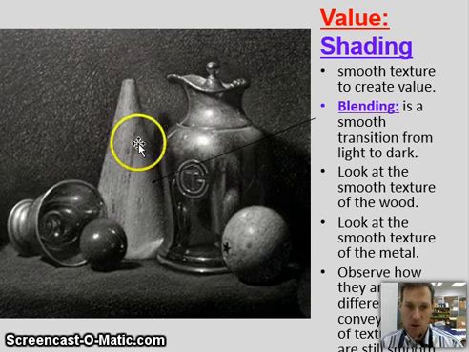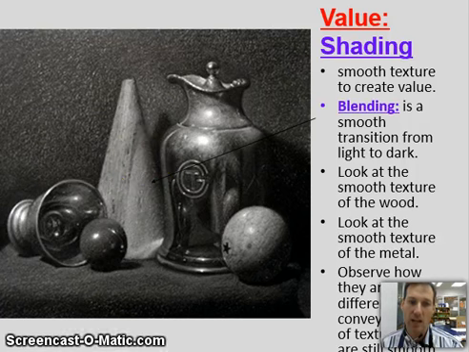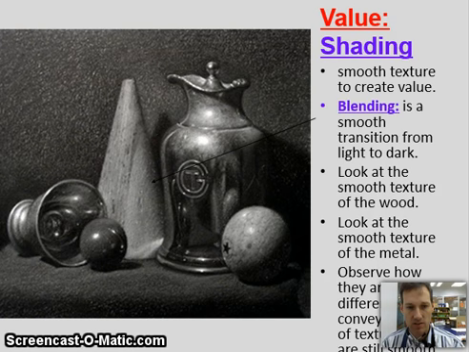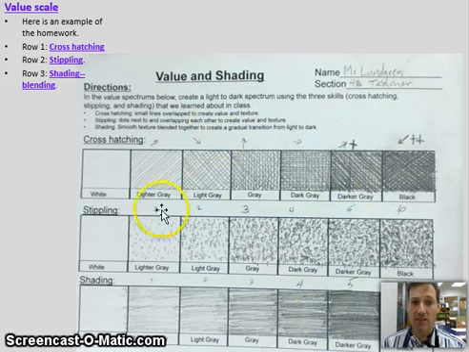Whereas here on this wooden cone, you can see this band of wooden grain is darker than the area of wooden grain here. And that's a banded value because we have a dark and a light next to each other, and there's a definitive line between those.